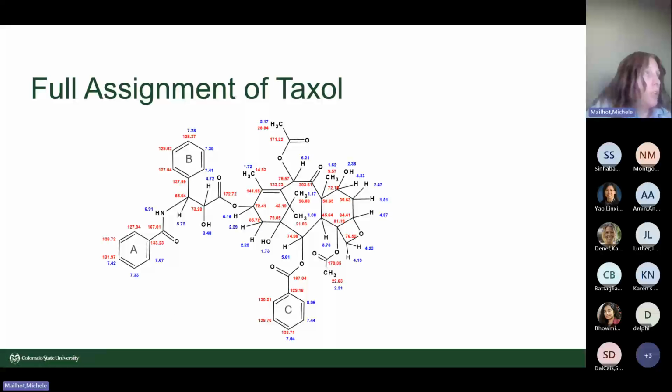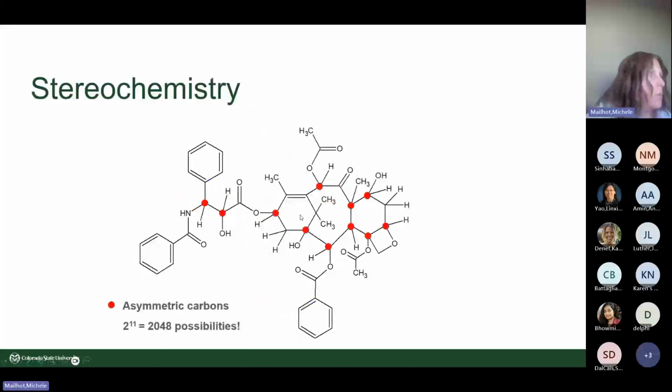Okay, so when you go through all of your data, you end up with a unique chemical shift for every proton and carbon and the one nitrogen here in your system for Taxol. So that's great, but if you look around, there's a bunch of asymmetric carbons. So how do these carbons orient themselves in space? That's where the NOESY and the ROESY come in.